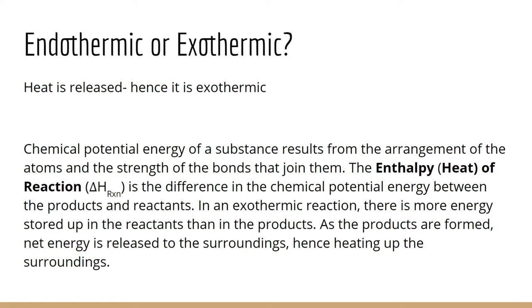So chemical potential energy of a substance results from the arrangement of atoms and strength of the bonds that join them. To calculate the heat of reaction, which is the enthalpy, it's the difference between the products and the reactants. In an exothermic reaction, there's more energy stored up in the reactants than products. As the products are formed, the net energy is released to the surroundings, hence heating up the surroundings. We saw that in the graph last week: in an exothermic reaction, the products were lower than the reactants.